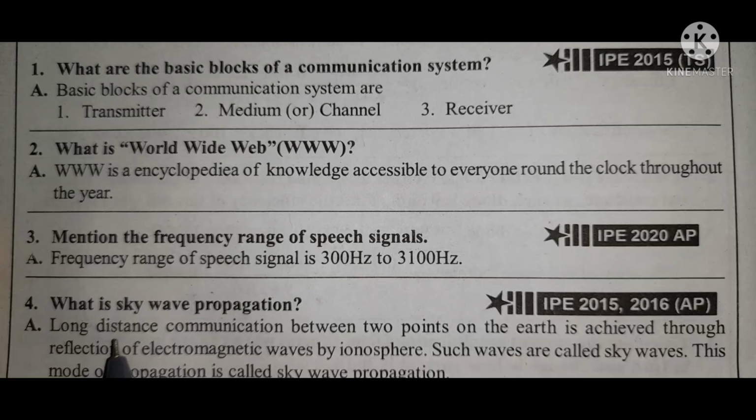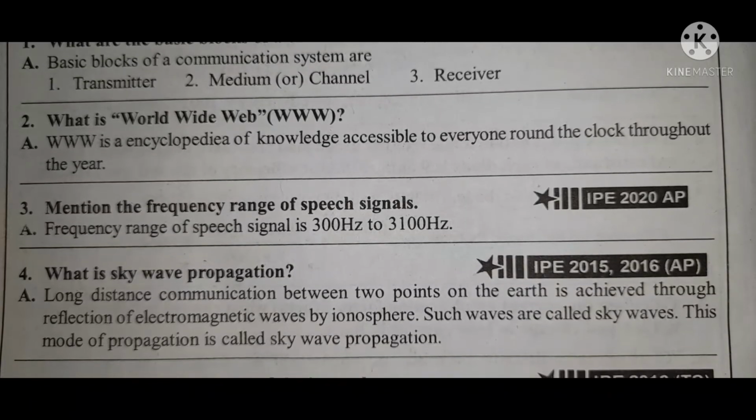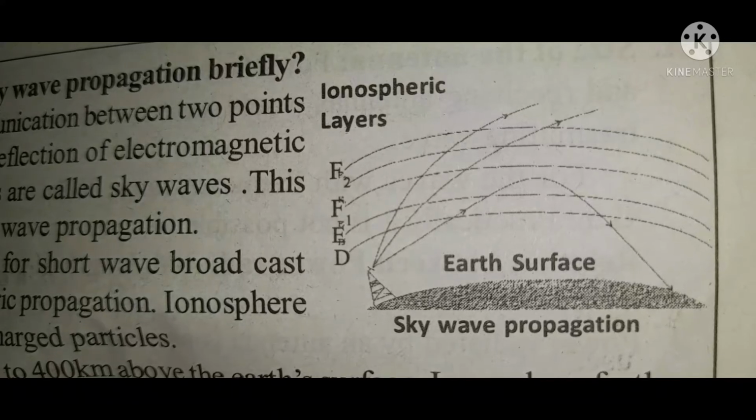Question number 4: what is skywave propagation? How can we define skywave propagation? It is long distance communication between 2 points on the earth achieved through the reflection of electromagnetic waves by the ionosphere. Such waves are called skywaves. This mode of propagation is called skywave propagation.